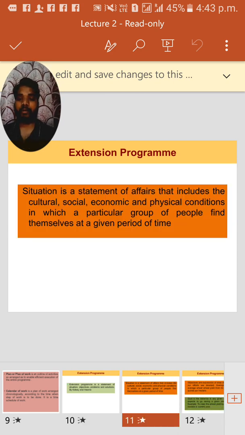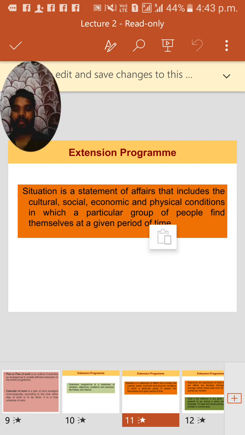Next, what is situation? Situation is a statement of affairs that includes the cultural, social, economic and physical conditions in which a particular group of people find themselves at a given period of time. It is called the situation. It means what is the current condition, what is happening in the present, at the moment, in this duration.